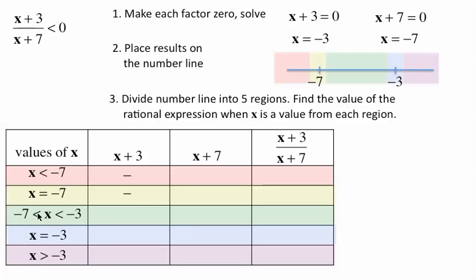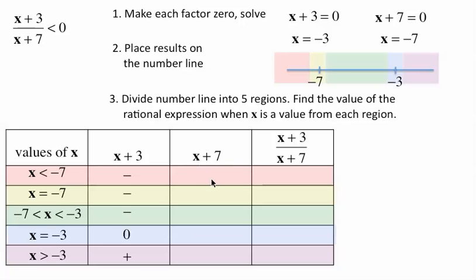What about if x is between negative 7 and negative 3? I'm going to pick a number like negative 5. Negative 5 plus 3 is negative 2, so that's negative. And what about when x is equal to negative 3? Negative 3 plus 3 is 0. What about when x is greater than negative 3? The easiest number I can think of is 0. 0 plus 3 is 3. That's positive.